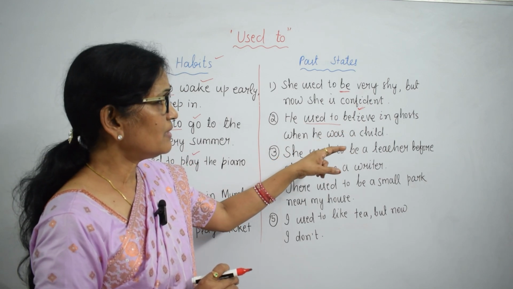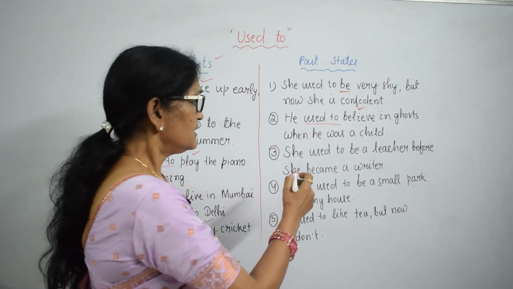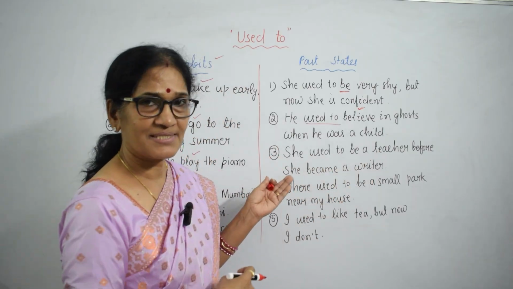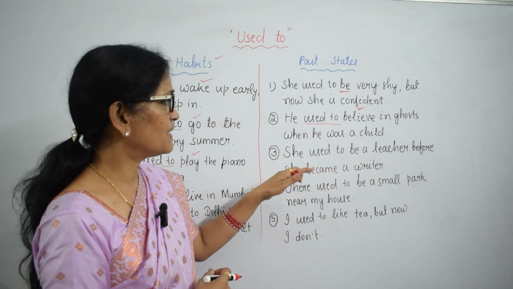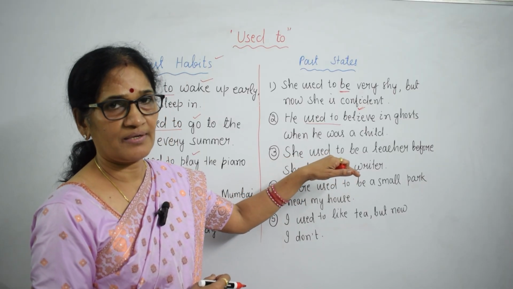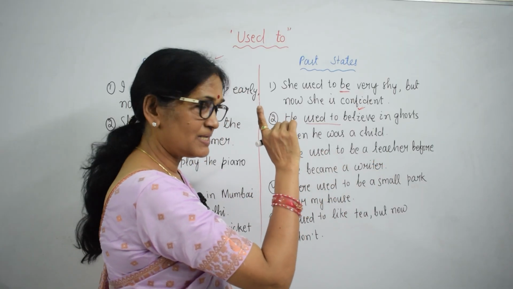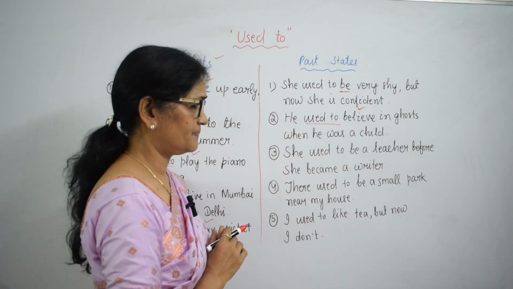She used to be a teacher before she became a writer. She was a teacher in the past before she became a writer. Now she is a writer. Okay? She was a teacher in the past. Now she is a writer.